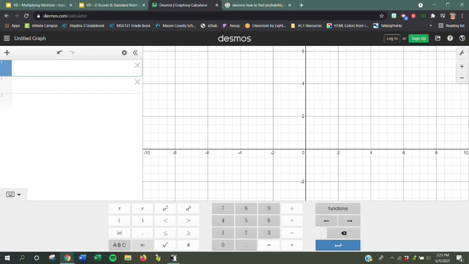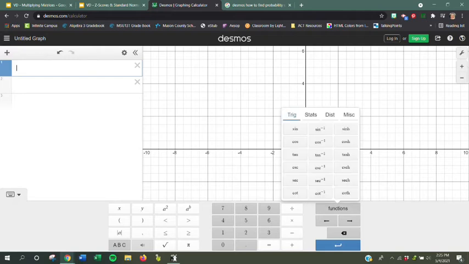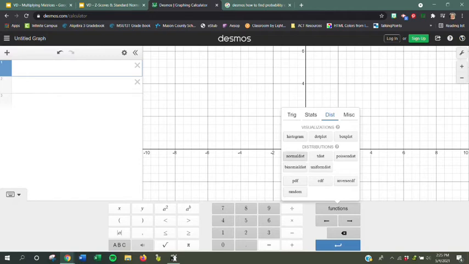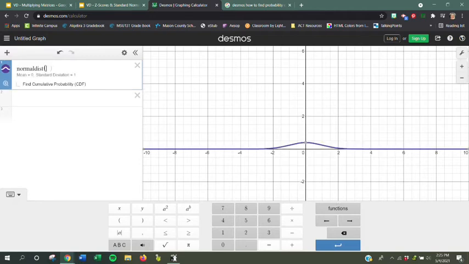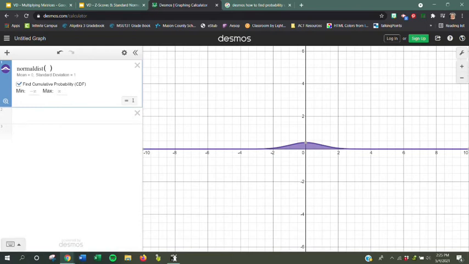To complete this problem on Desmos, we're going to go to functions, and we're going to click on dist for distribution, and we're going to click on normal distribution. This automatically gives us a mean of 0 and a standard deviation of 1, which is what we want. Now we need to click this Find Cumulative Probability.